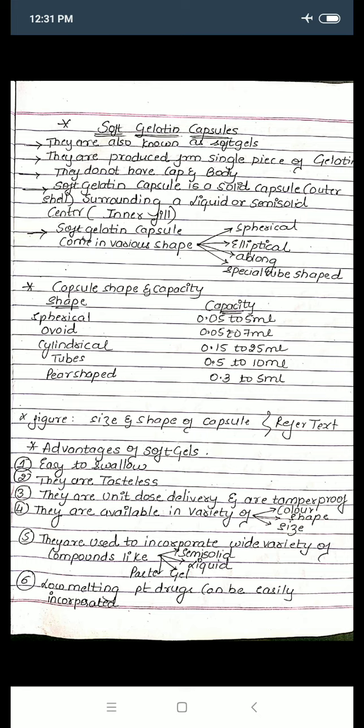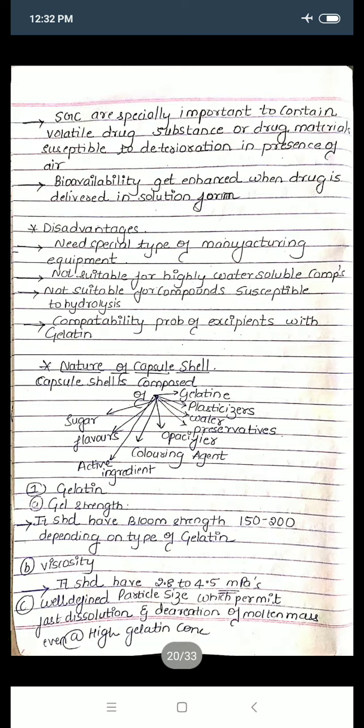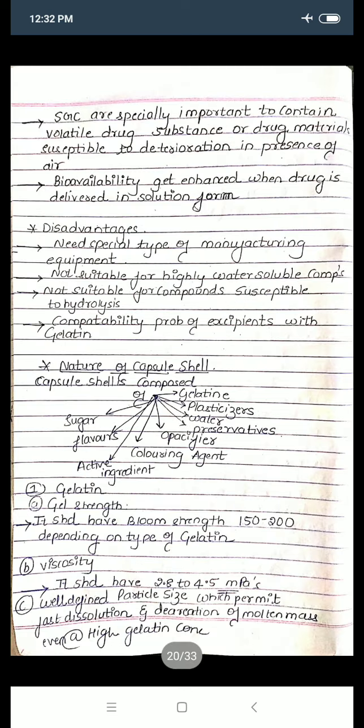So apart from solid ingredients, other types of dosage forms like semi-solids, liquids, pastes, gels can be incorporated in the soft gelatin capsule. And low melting point drugs can be easily incorporated in the soft gelatin capsule. Apart from this, soft gelatin capsules are especially important to contain volatile drug substances or drug materials which are susceptible to deterioration in the presence of air. And the bioavailability gets enhanced when the drug is delivered in solution form. So these are some of the advantages of soft gelatin capsule.